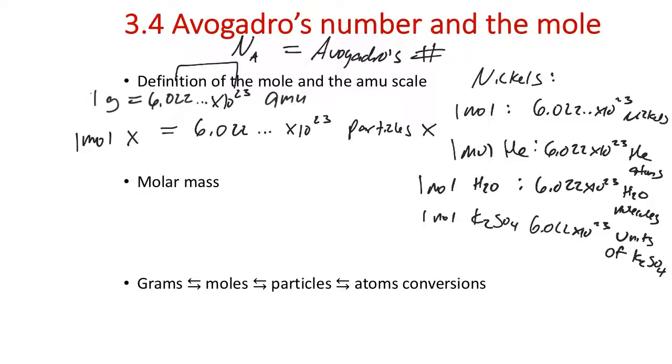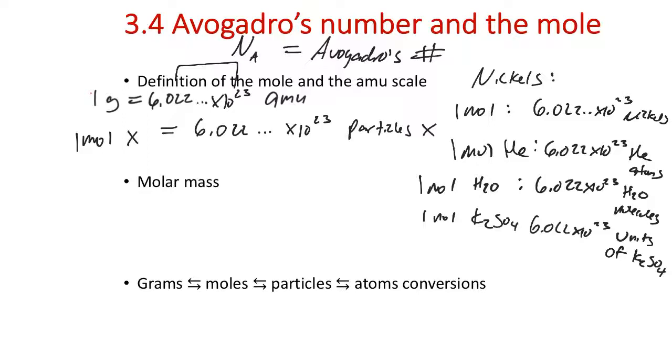So if you had a mole of potassium sulfate, you'd have a mole of that K2SO4 unit. I'm just pointing out that you almost want to call it a molecule, but it's not a molecule. It's just the unit of two potassiums together with the sulfate ion. You have 6.022 times 10 to the 23 of those units.